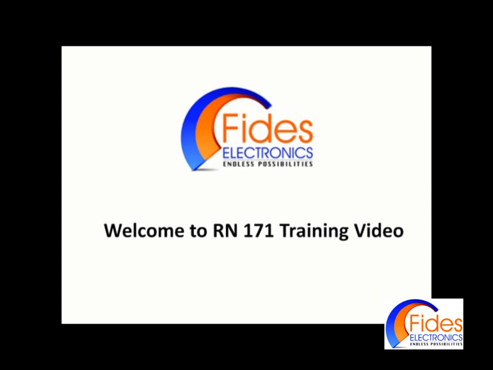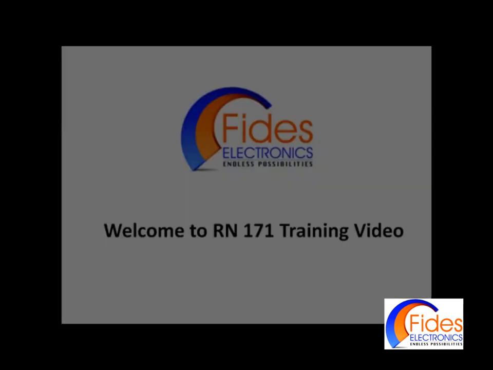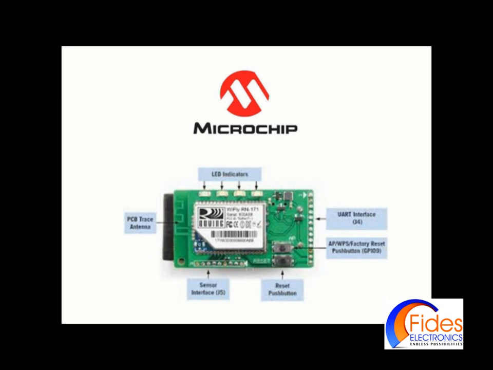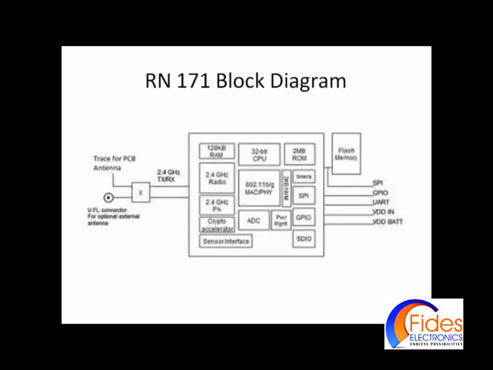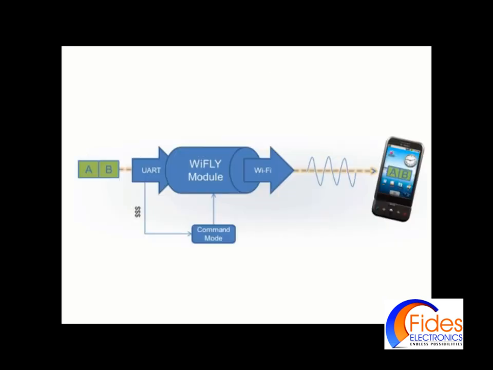RN171 is a standalone, simple to use wireless LAN module with complete TCP IP stack on board. A number of GPIOs and ADCs are available for the user and accessible by simple ASCII style commands. Any embedded device can be Wi-Fi enabled by connecting the module to it using just 4 pins: RX, TX, VCC and ground. It is that simple.